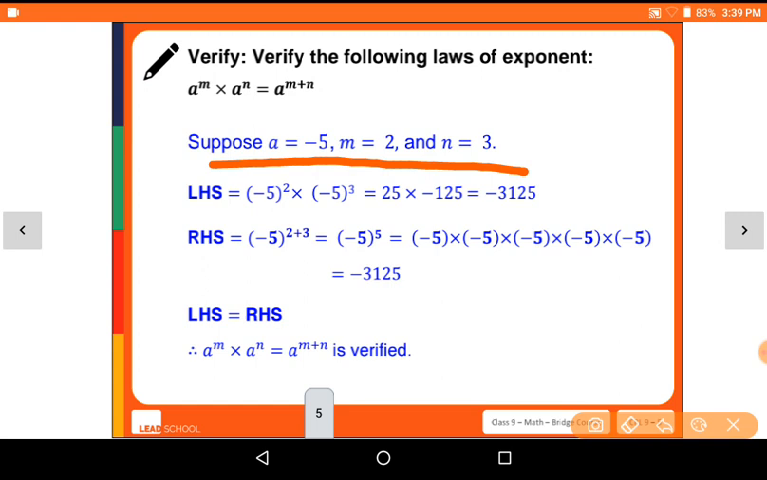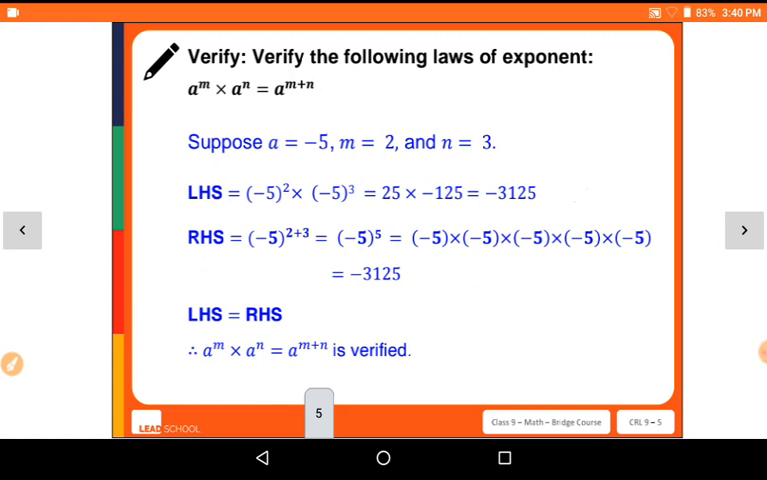Then you have to find out the left hand side answer, which is minus 3125. Similarly, the right hand side also we found minus 3125. So both left hand side and right hand side are equal. So we can say that a raised to m into a raised to n is always equal to a raised to m plus n. The law is verified here.